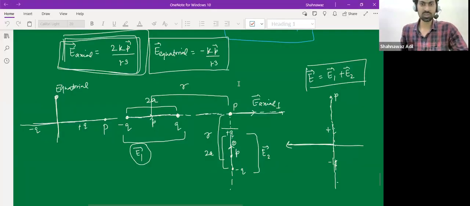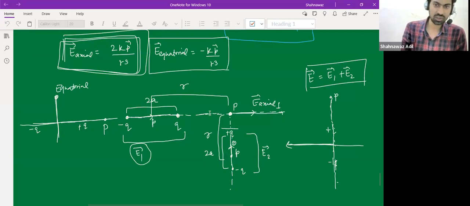Saad and Aisha, did you understand why this would be axial? The second one would also be the axial one.